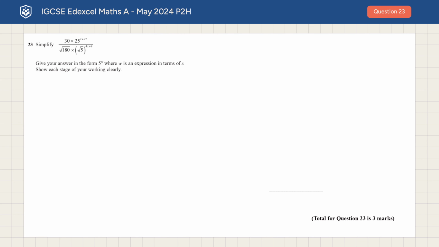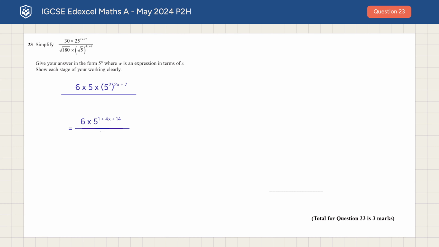We have 30 times 25 to the power of 2x plus 7. We can write 30 as 6 times 5. Since 25 is 5 squared, we can rewrite that part as 5 squared to the power of 2x plus 7. Multiplying the exponents gives us 5 to the power of 4x plus 14. Putting it together, the numerator is 6 times 5 to the power of 1 times 5 to the power of 4x plus 14. Adding those powers of 5 gives us 6 times 5 to the power of 4x plus 15.